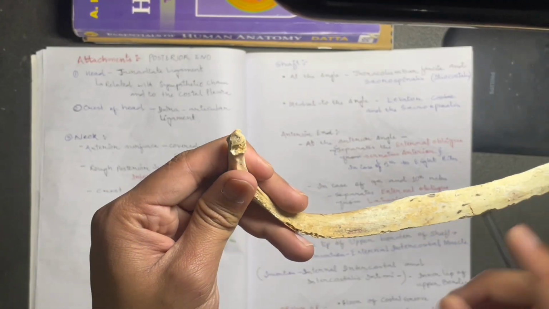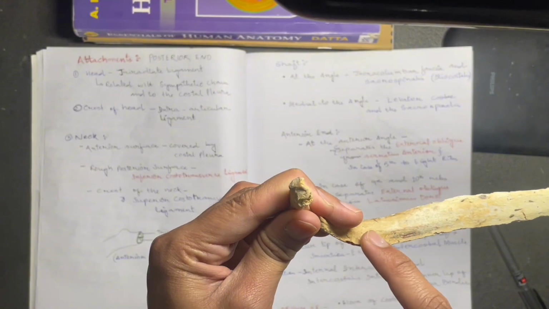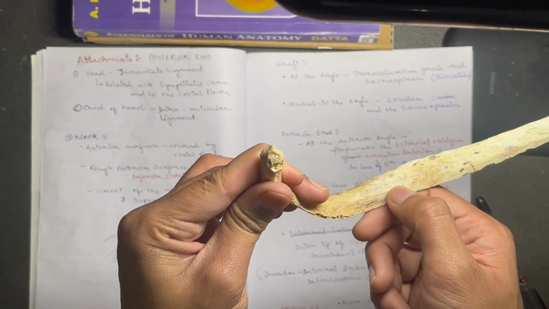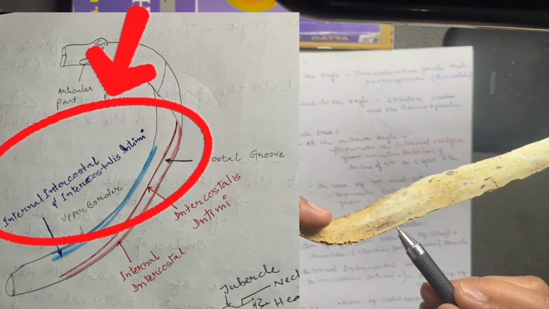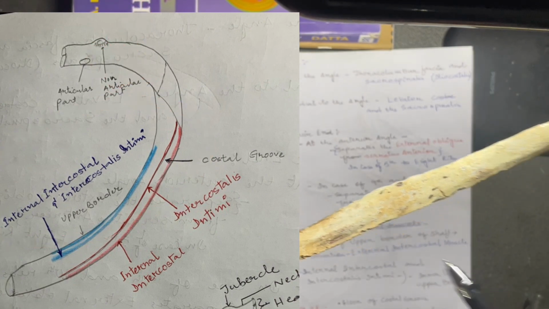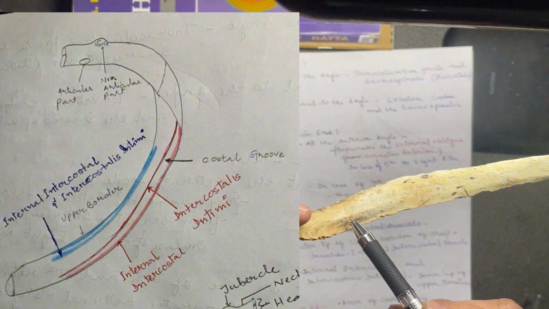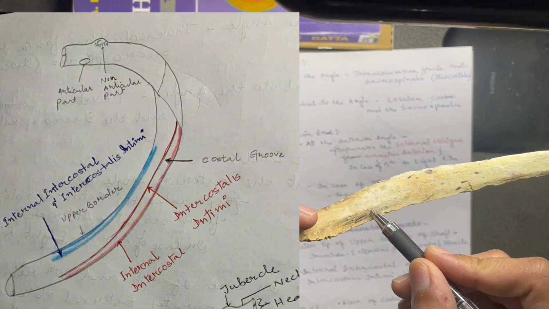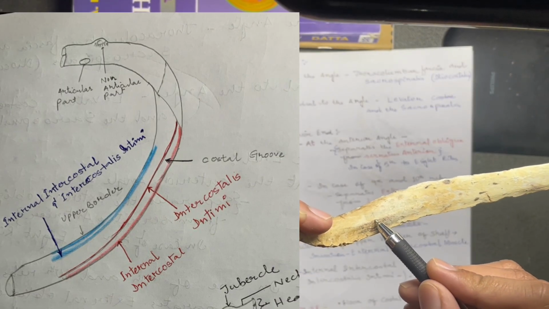Now come to the lower border. In this lower border, there is presence of the costal groove here. In the floor of the groove, the origin of the internal intercostal muscle is attached here. There is a ridge above the costal groove. This is the ridge here. In this ridge, there is origin of the intercostalis intimi muscle.